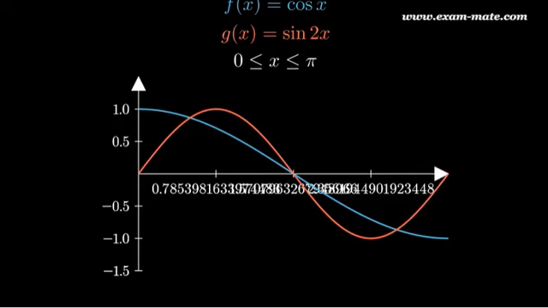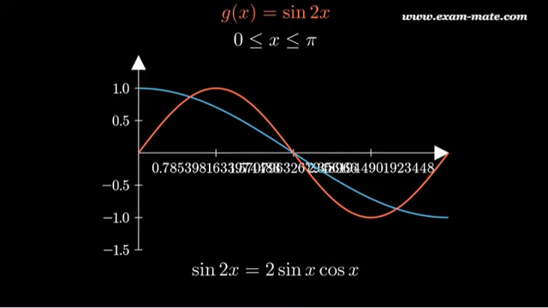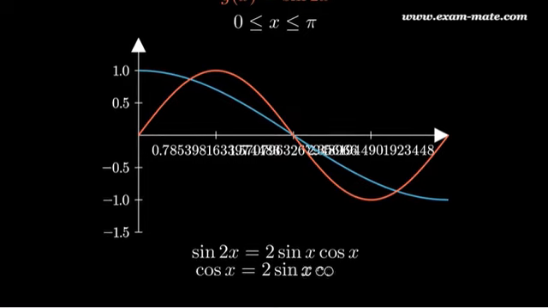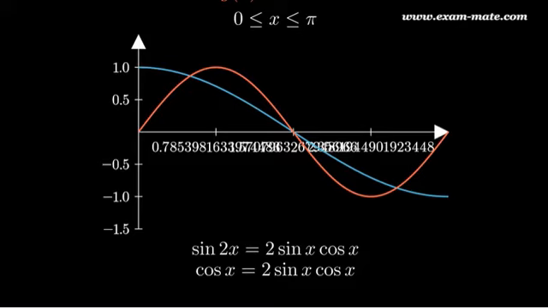To find the intersection points, we need to solve the equation cosine x equals sine of 2x. Using the double angle formula, sine of 2x equals 2 sine x cosine x. This gives us the equation cosine x equals 2 sine x cosine x. If cosine x is not 0, we can divide both sides by cosine x to get 1 equals 2 sine x. This means sine x equals 1/2, which gives us x equals pi over 6 or 5 pi over 6. We also know that B is at x equals pi over 2.